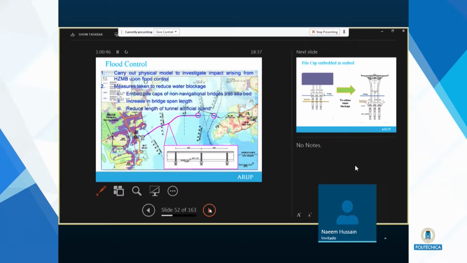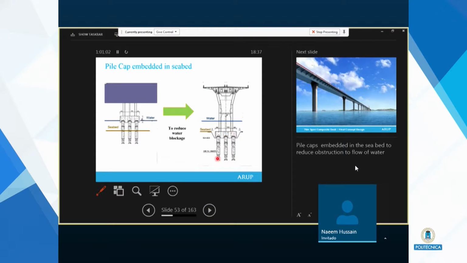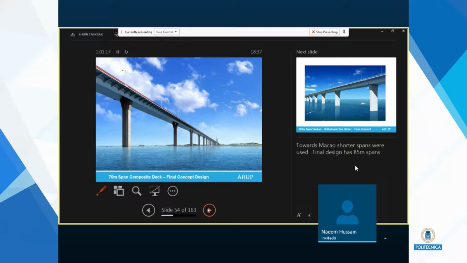And to do that, we have again made longer spans, in this case up to 110-meter approach spans, and then buried the pile caps. By burying the pile caps and having single columns, we reduce the water blockage down to the minimum that we can. So these are 3 lanes and a hard shoulder, very wide boxes. So that's the final configuration for the approach.